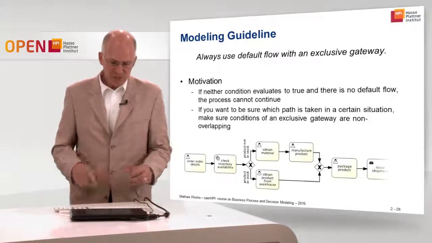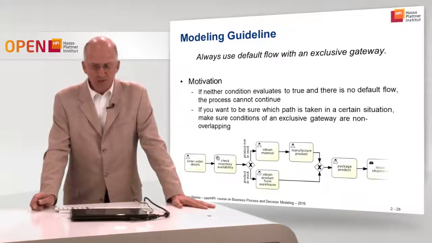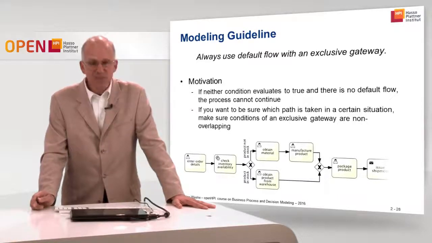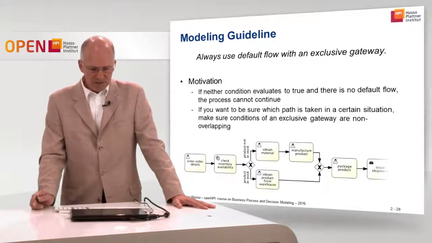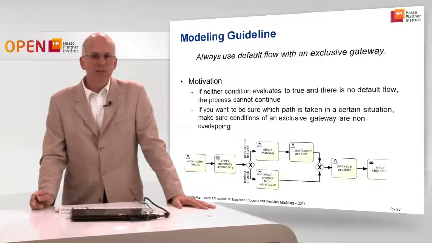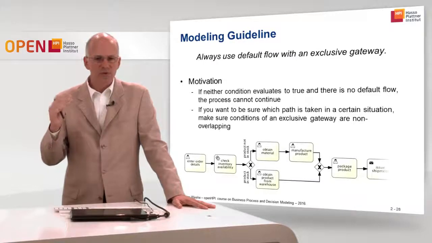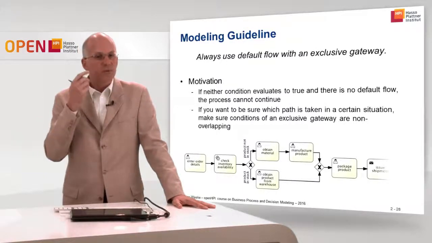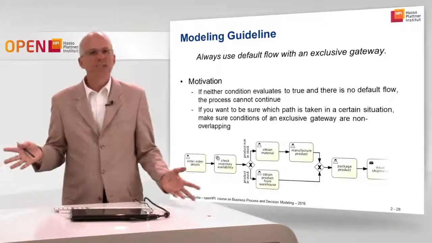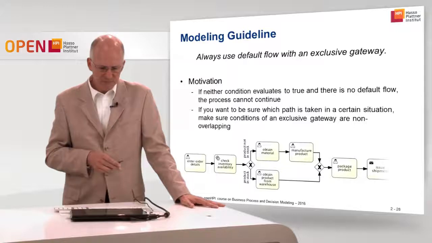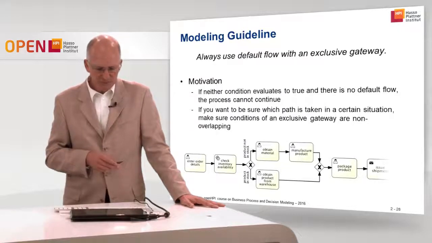So first of all, we should always use a default flow with an exclusive gateway. And I already mentioned it. If no condition evaluates to true and there is no default flow, the process cannot continue. So in the previous example, if neither condition 1 nor condition 2 nor condition 3 evaluated to true, and we did not have the default flow, the process would be stuck there. And this is something we do not want to see, of course.